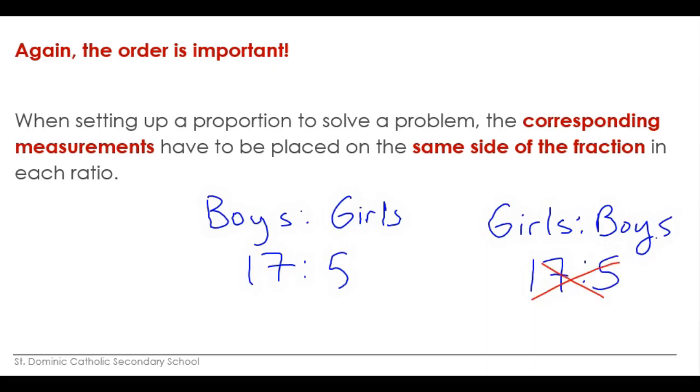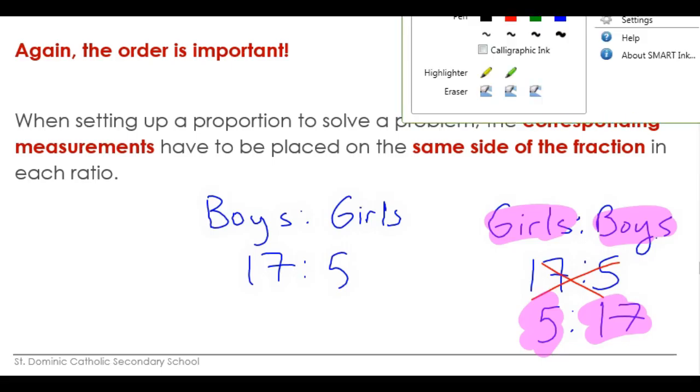However, I can write the ratio of girls to boys if I know the ratio of boys to girls. I just need to make sure that I put the values in their correct position so that whatever the information is that relates to girls is on the same side as the value, the measurement for girls, and likewise for boys. Okay? Now, moving forward, when we're writing out proportions, that's still going to be extremely important to pay attention to, and I'll show you through an example what it is that I mean.